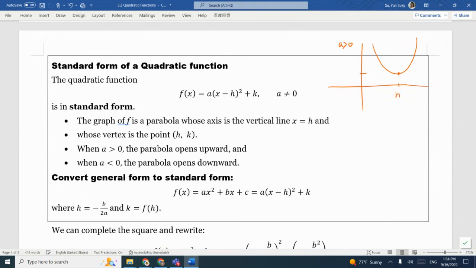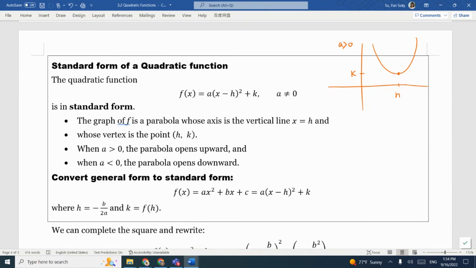When x is h, and then when you plug in x is h, do you see h minus h is 0? This term is 0. So we get f of h is k. So this standard form is very good because we can tell the vertex right away. We can also tell the axis of symmetry right away. Okay, everybody? If a is positive, then the parabola opens upward, and if a is negative, then the parabola opens downward. So it tells a lot of information. We can sketch the picture of it.